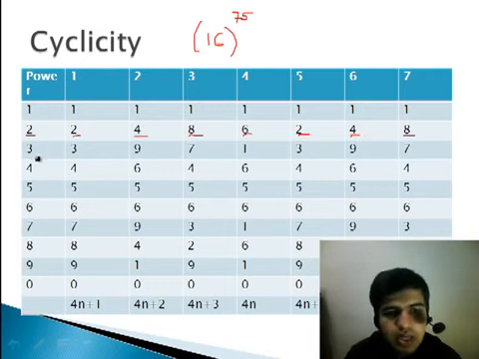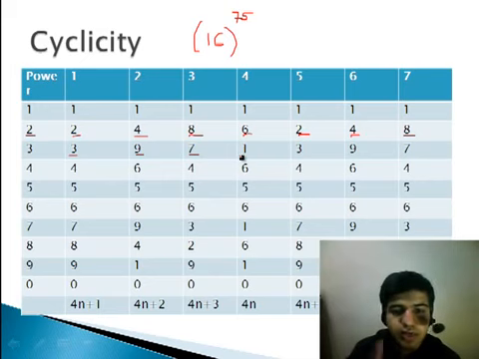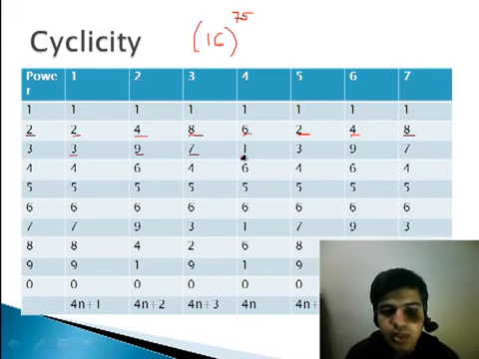Next number 3, we have 3, 3 into 3 is 9, 9 into 3 is 27, so we'll take only the unit digit, 7, and 7 into 3 would be 21, so 1. Then again 3, 9, 7 and so on.